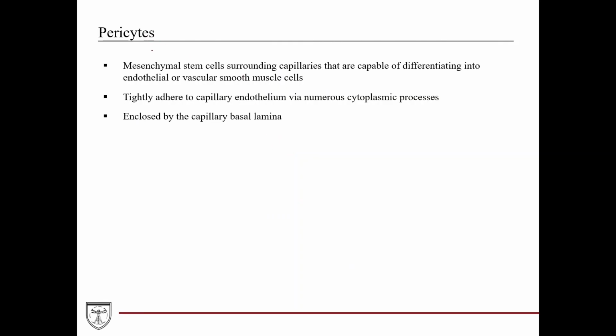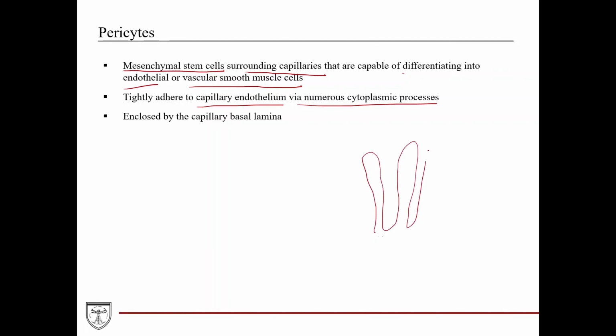This isn't super high yield, but these are a mesenchymal stem cell. That's one of the main facts you want to remember. They surround capillaries, and they're capable of differentiating into endothelial or vascular smooth muscle cells. They can be used to regenerate damaged endothelial cells or vascular smooth muscle cells. They tightly adhere to the capillary endothelium via numerous cytoplasmic processes. If you looked at these on electron microscopy, you'd see a lot of these different processes, finger-like processes like this from the cytoplasm.